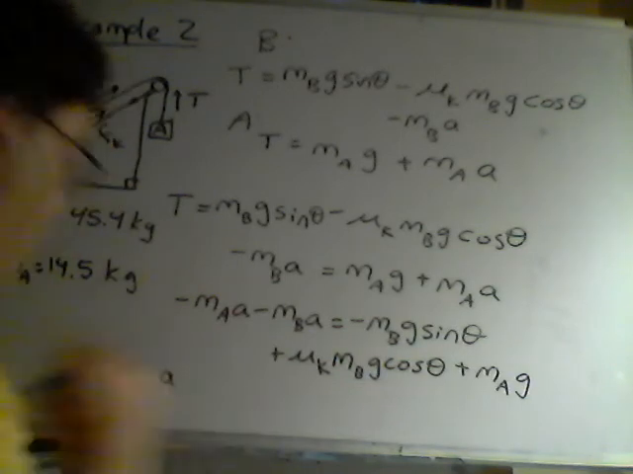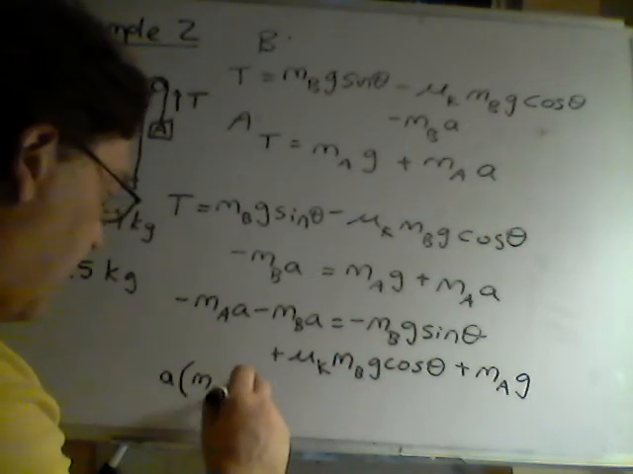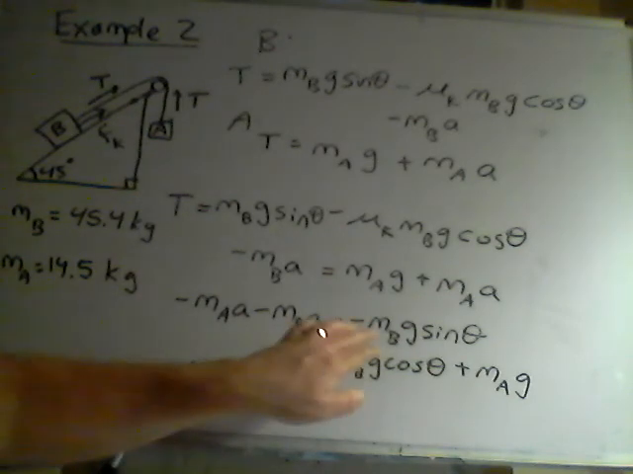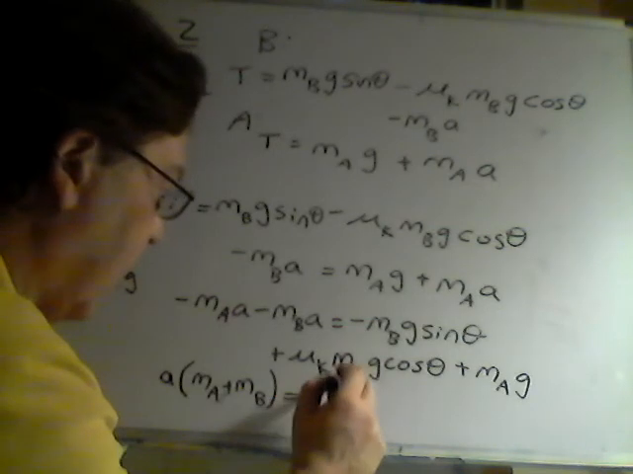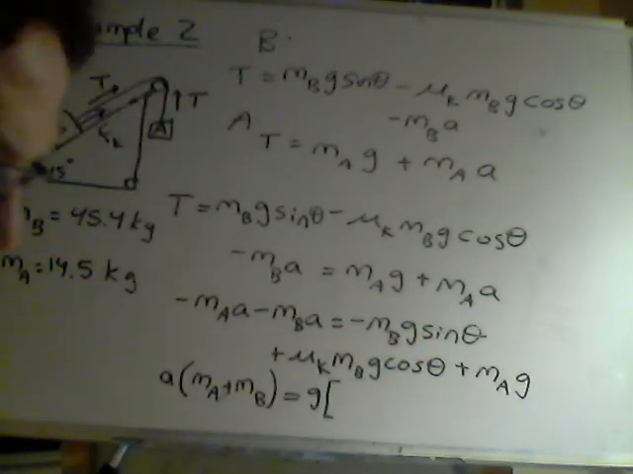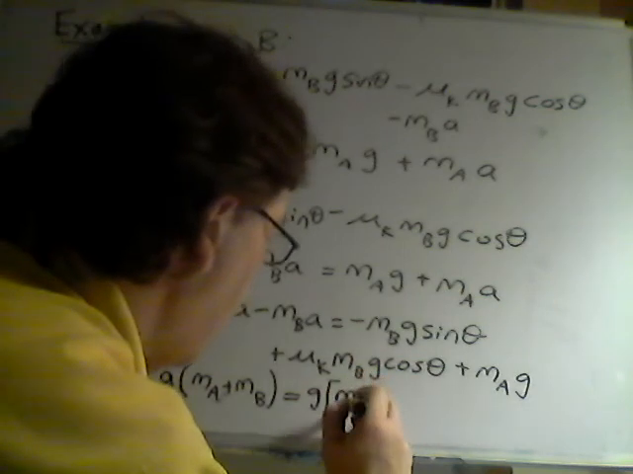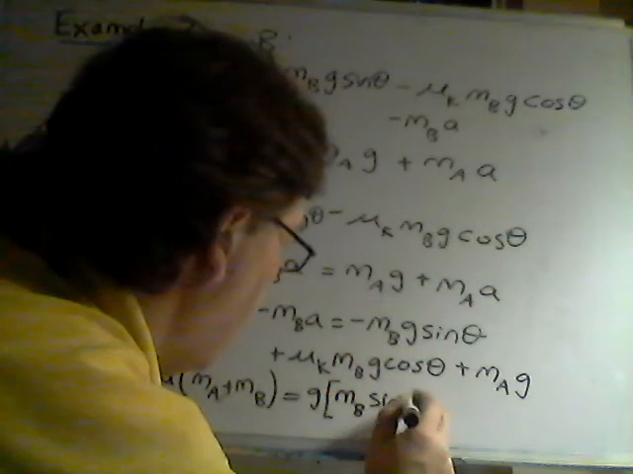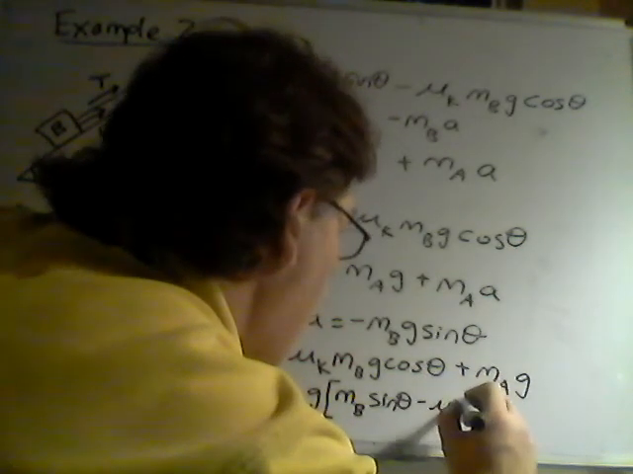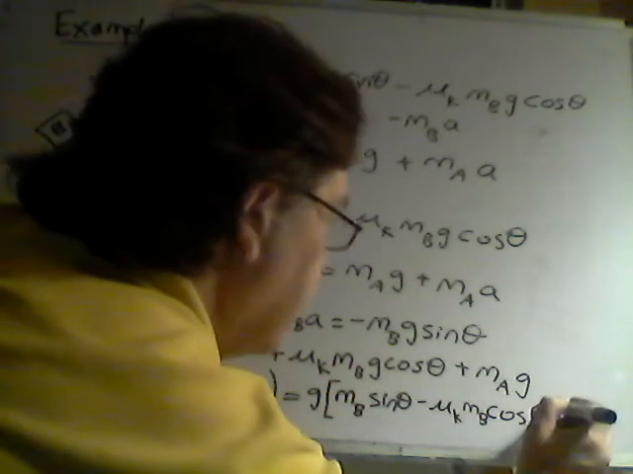So factor out A. Again, I've already multiplied through by a negative 1. So what I'm left with is M sub A plus M sub B. On the other side, I'm going to pull out the G and I multiply through by negative 1. So G gets pulled out. And what's left now is this is positive, this is negative, and this is negative now. And so what I now have is M sub B sine of theta, it's now positive because I multiplied through by negative 1, and the other two are negative, minus mu sub k M sub B cosine theta, and this is now negative, minus M sub A.